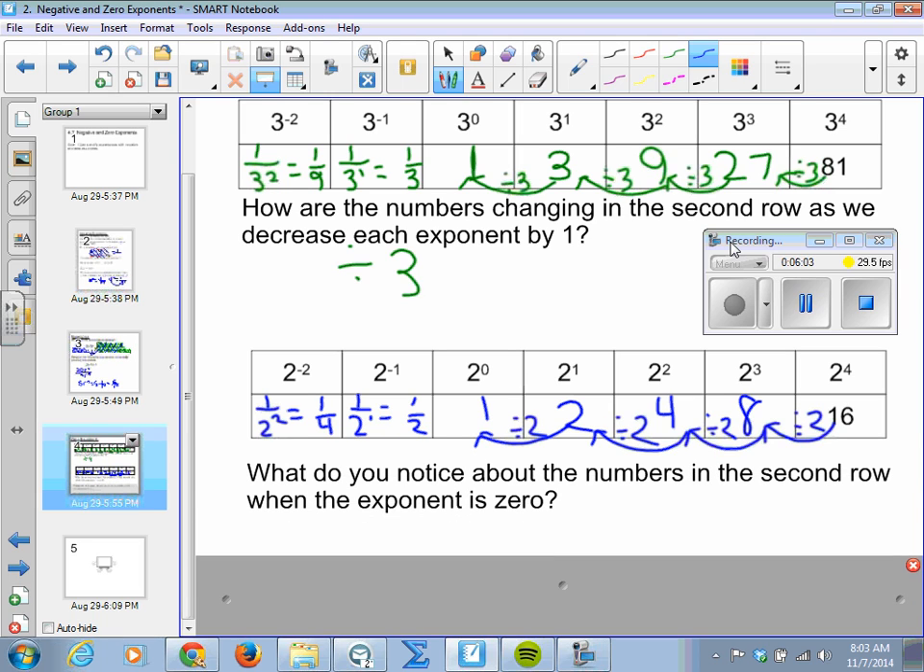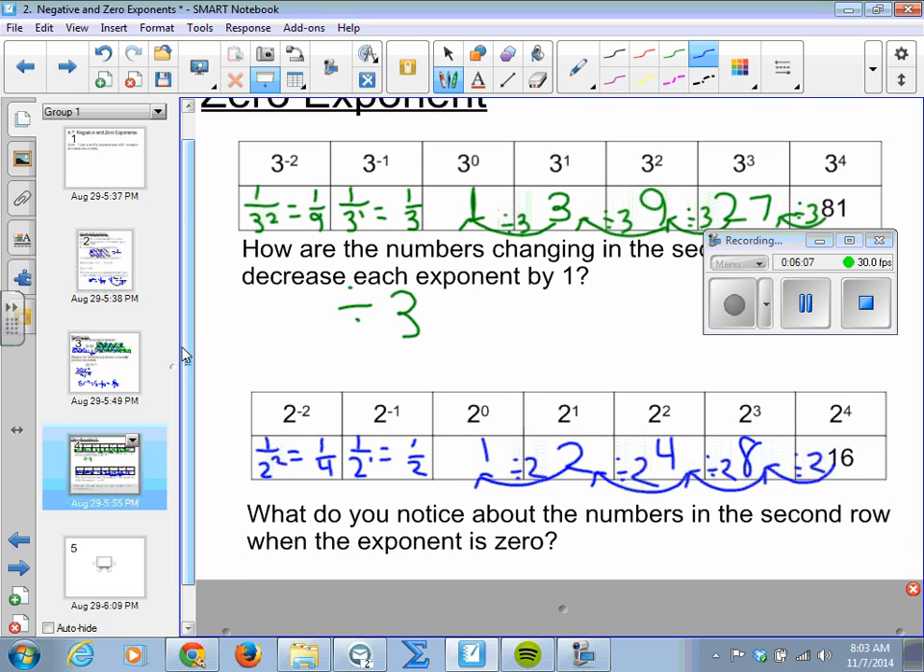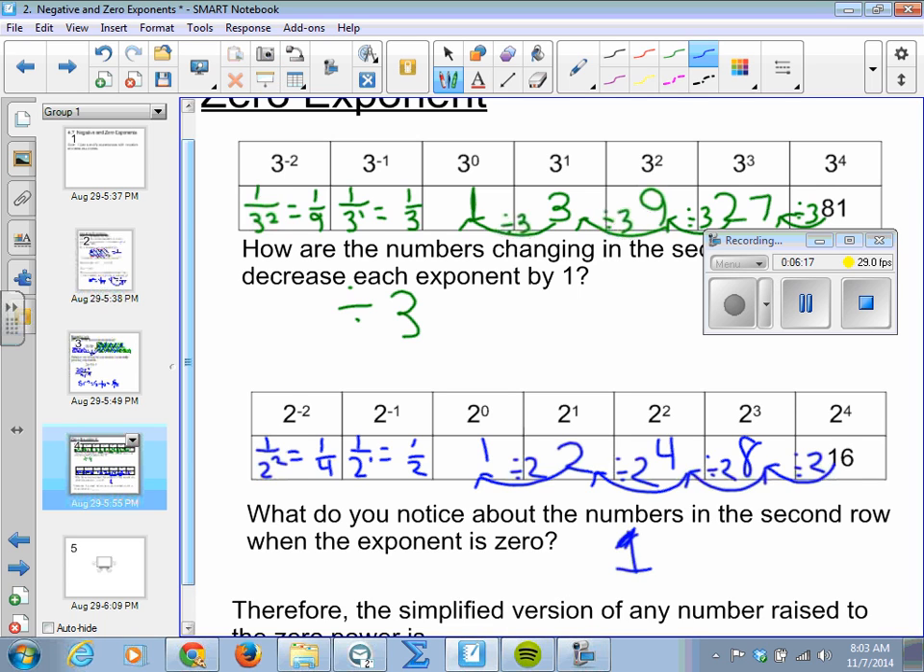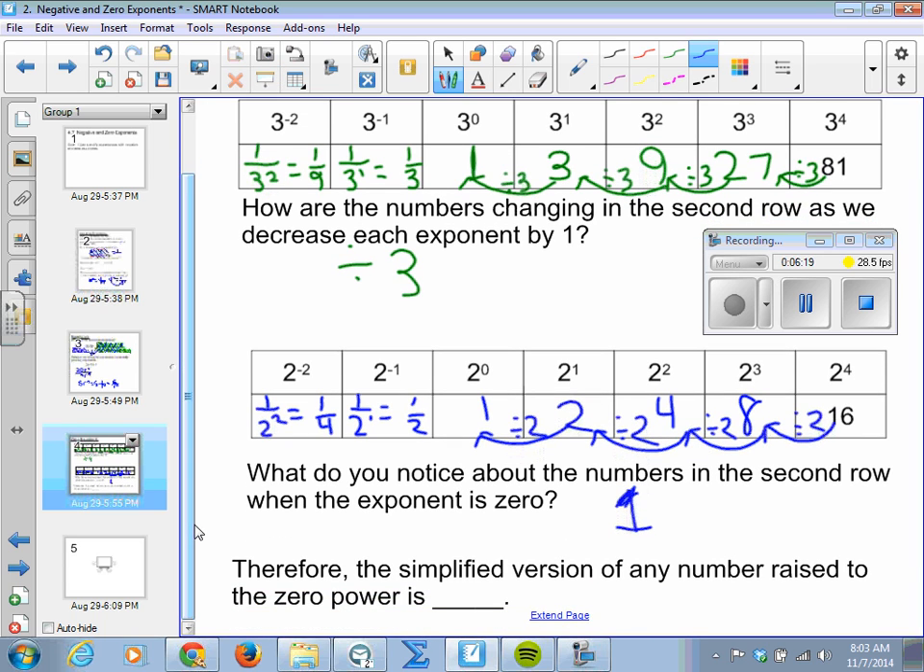So look at both tables. When the exponent is 0, each time we end up with the number 1 as our answer. So we can say the simplified version of any number that is raised to the 0 power is 1. Kind of a long way of getting to this very basic, easy rule. This concludes your lesson on negative and 0 exponents.